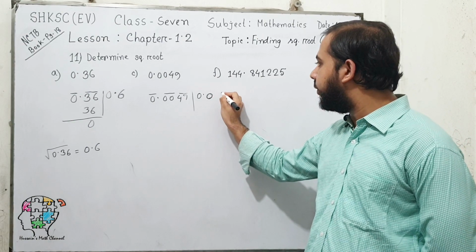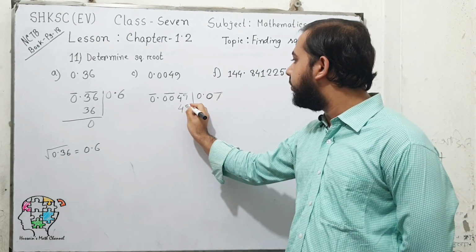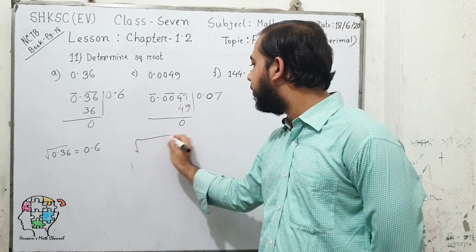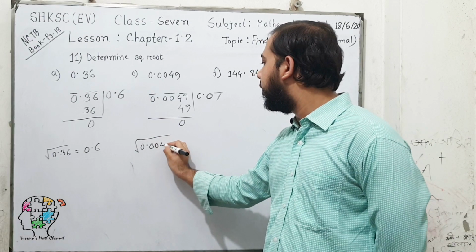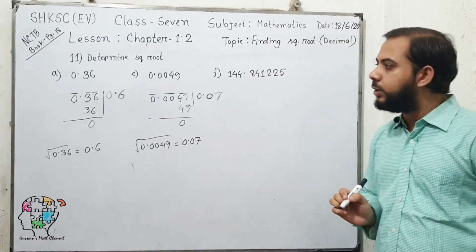So 49 is 7 times 7 is 49. We just find the subtraction will be 0. So the square root of 0.0049 will be 0.07. All right, which completes our answer.